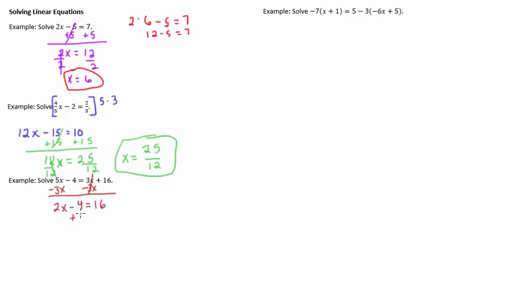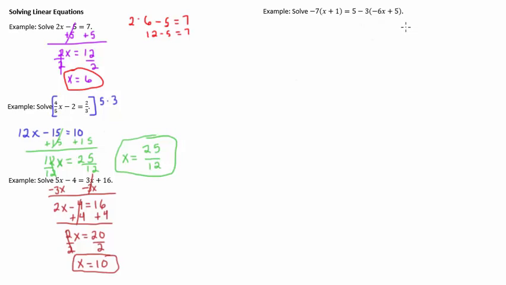Okay, so now I add 4 to both sides. You can do those first two steps at the same time if you want to. Then divide both sides by 2. That gives us x equals 10. And again, we can go back and plug that in and make sure that we're right, especially if it was a test. That would be a really good idea to check yourself.